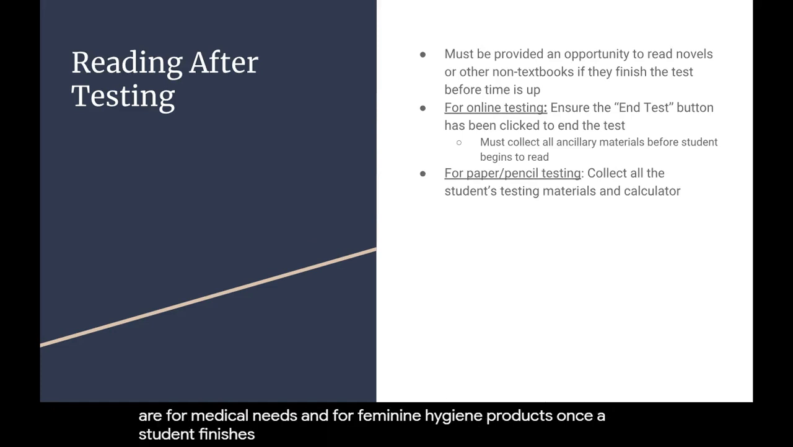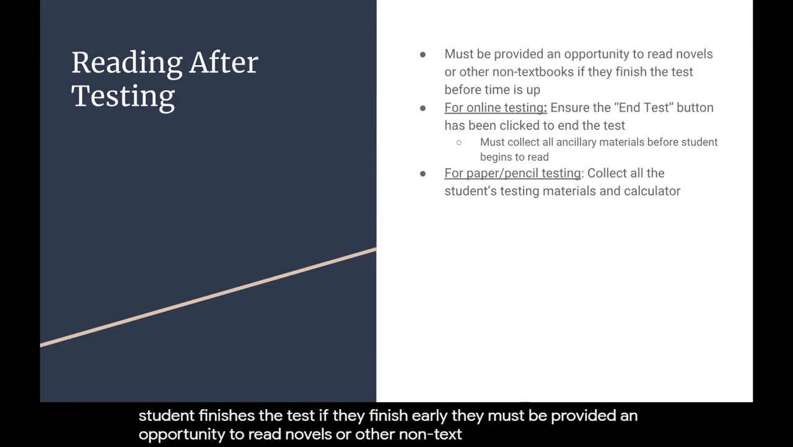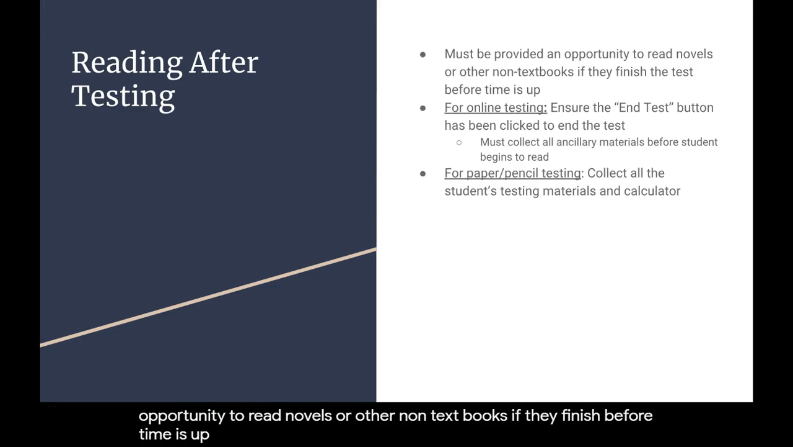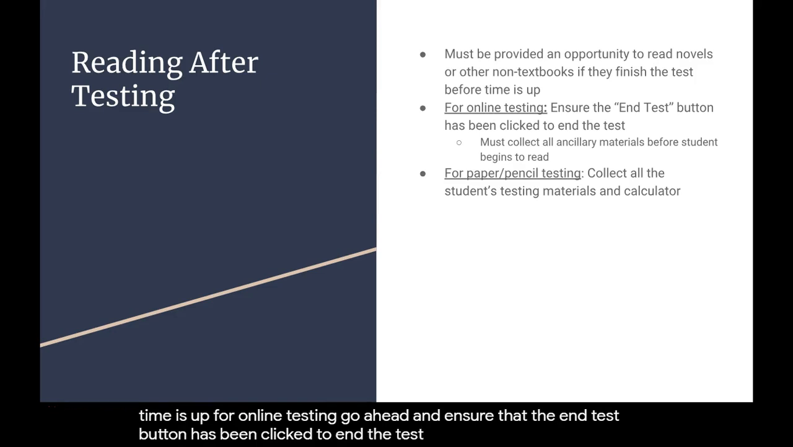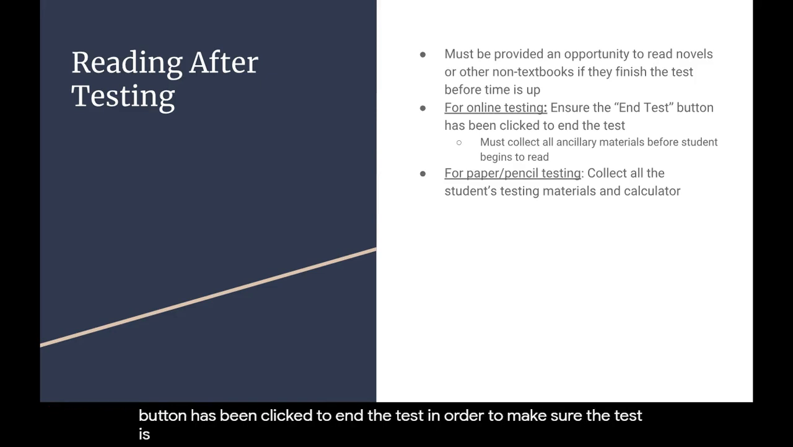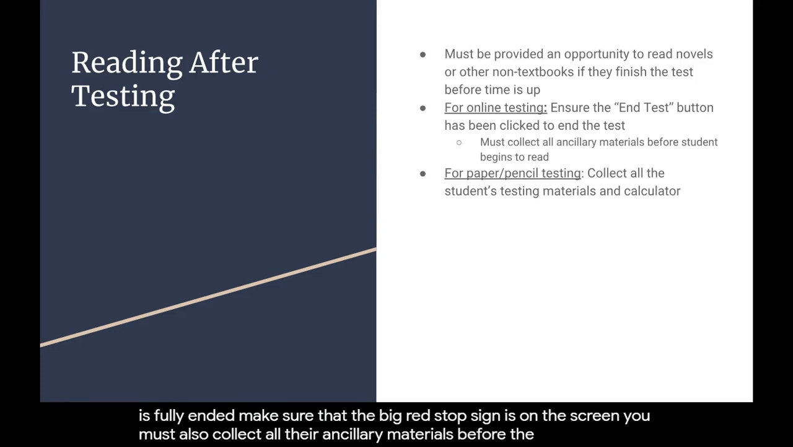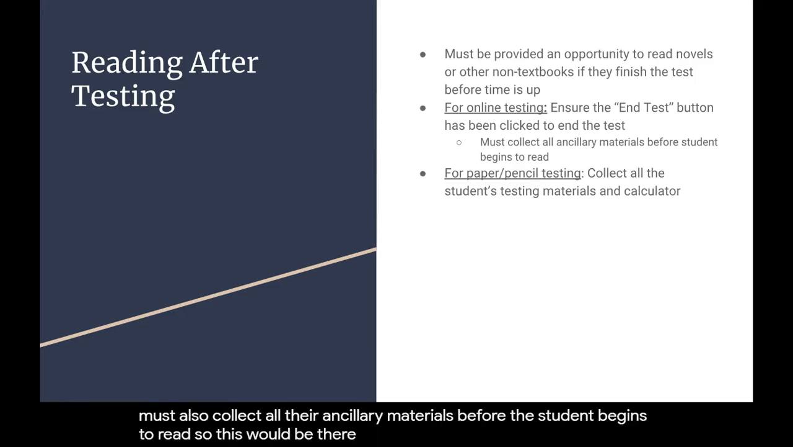Once a student finishes the test, if they finish early, they must be provided an opportunity to read novels or other non-textbooks if they finish before time is up. For online testing, go ahead and ensure that the End Test button has been clicked to end the test. In order to make sure the test is fully ended, make sure that the big red stop sign is on the screen. You must also collect all their ancillary materials before the student begins to read. So this would be their calculator and their scrap paper and their pencil.